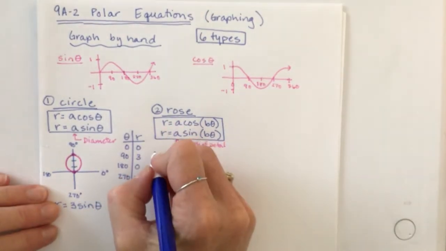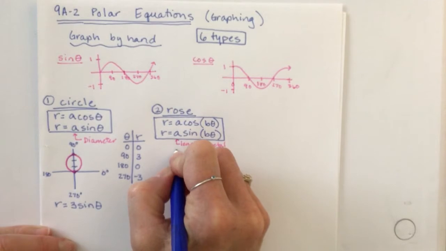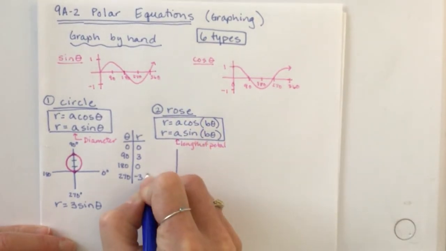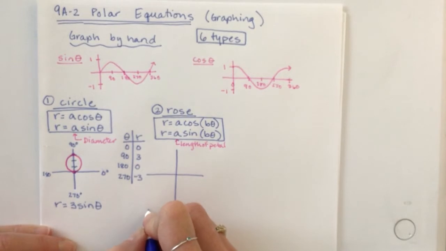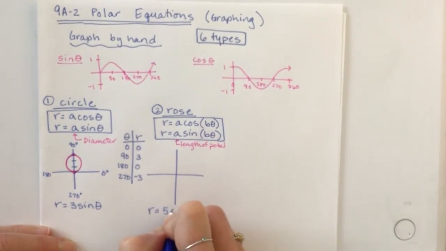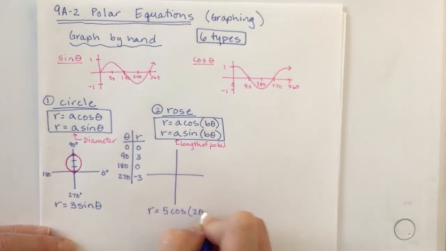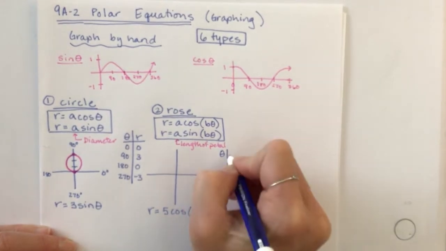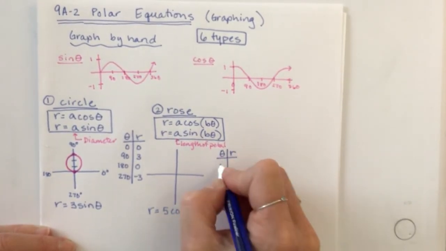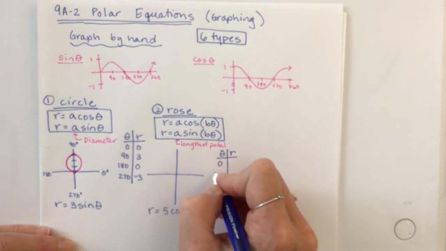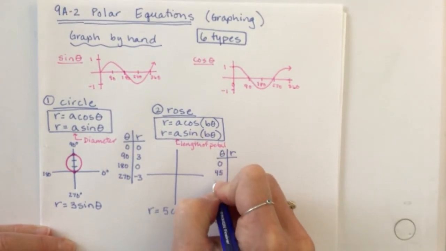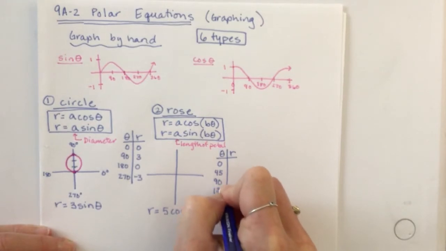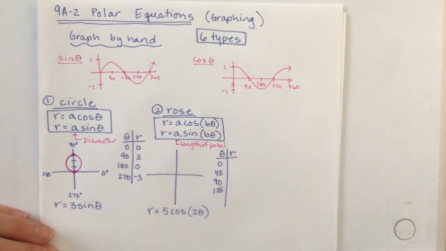All right, so let's draw our graph here. And we're going to do r equals 5 cosine 2 theta and see what that one looks like. Again, we're going to do our theta and r. Okay, so we're going to do 0. I'm going to put in 45s this time. 45, 90, 135. And we should be able to get a pattern going here. Okay, so at 0, cosine is 1, so we get 5.